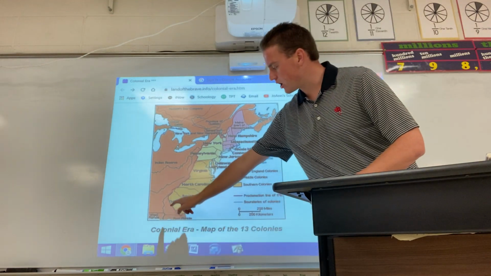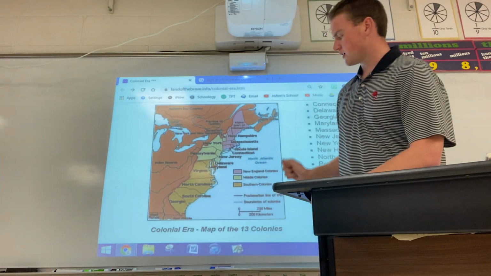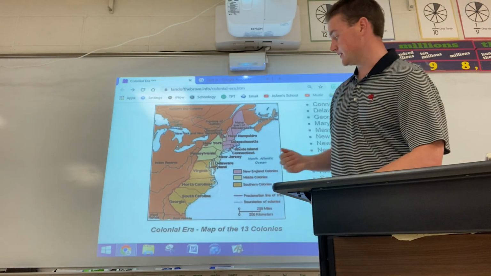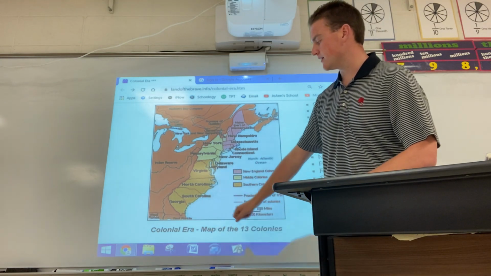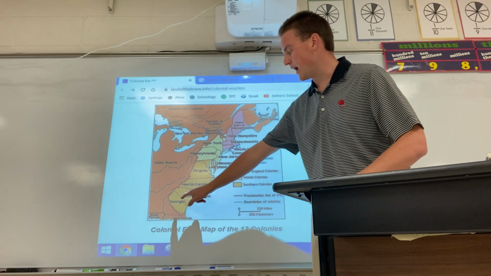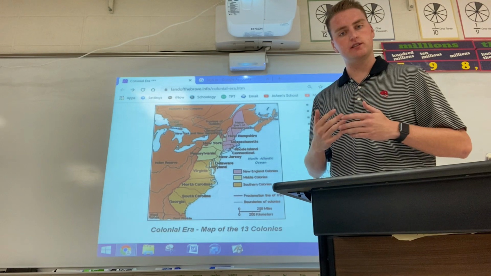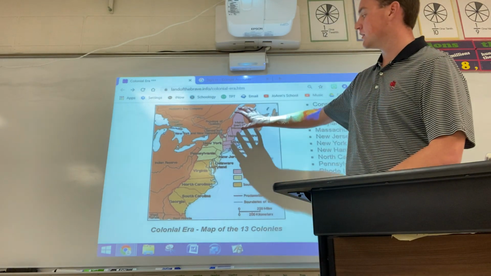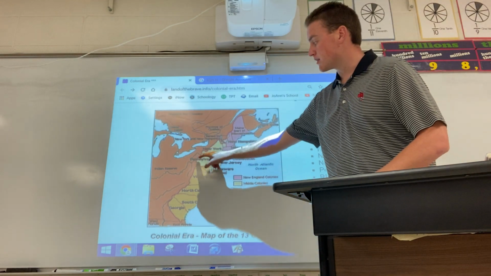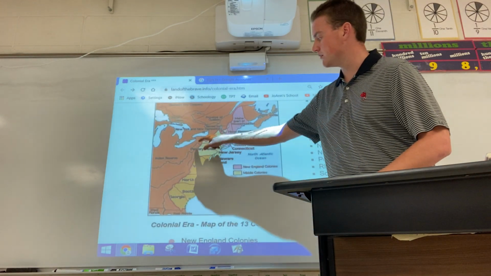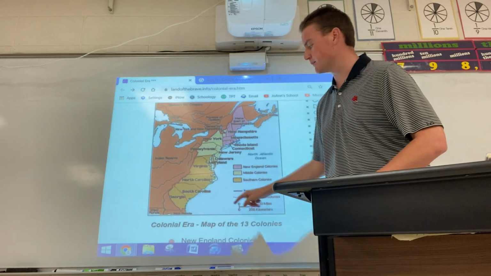Then here in the burnt orange, the pumpkin-looking orange, these are going to be the southern colonies. The southern colonies consisted of states like Maryland, Virginia, North Carolina, South Carolina, and Georgia. Those are your breakdowns of the regions of the 13 original colonies: New England in the pink, the middle colonies in the yellow, and finally the southern in the burnt orange, the pumpkin-looking orange.